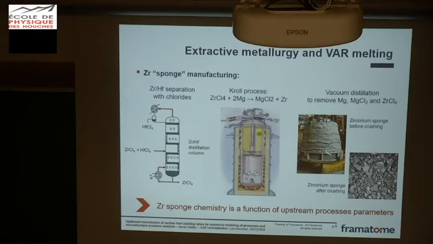And at the end we have this kind of cake, which is porous, and then we crush it, and we have these little rocks of what we call zirconium sponge, because it's porous. And what is important here is that these processes give the chemistry of the sponge, including some residual elements that can be very important for the microstructure.